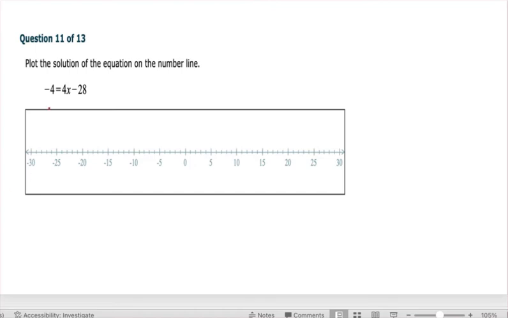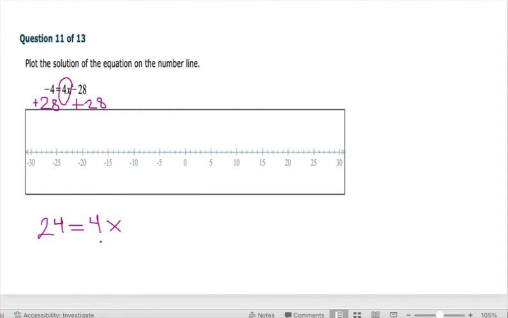Number 11, plot the solution of the equation on the number line. So we're going to try to get the 4x by itself. We're going to add a 28 to the right. We're going to add a 28 to the left. 28 take away 4 is 24 equals 4x. And negative 28 plus 28 is 0.